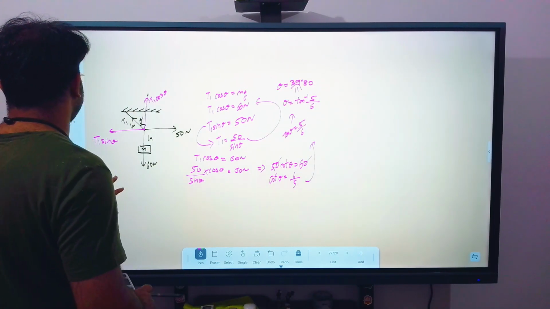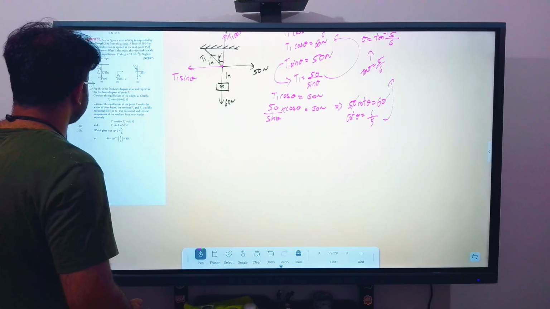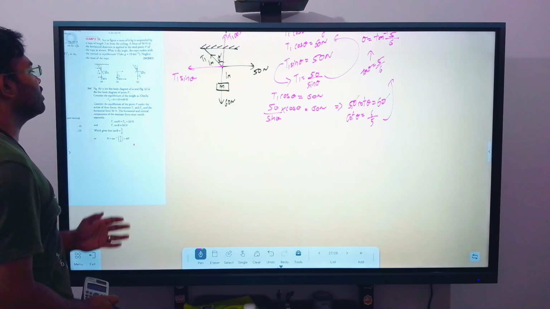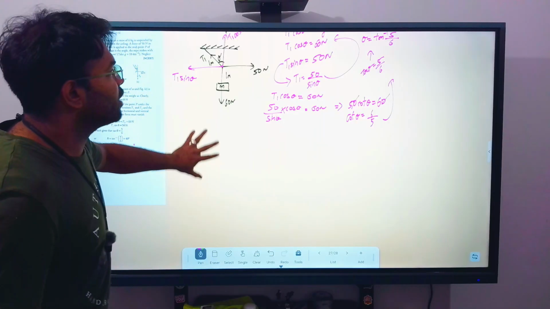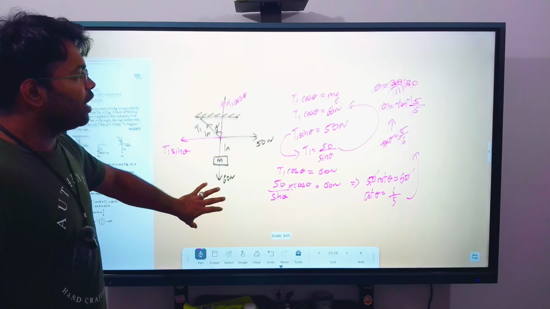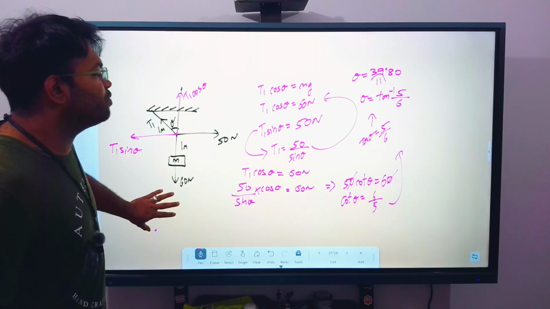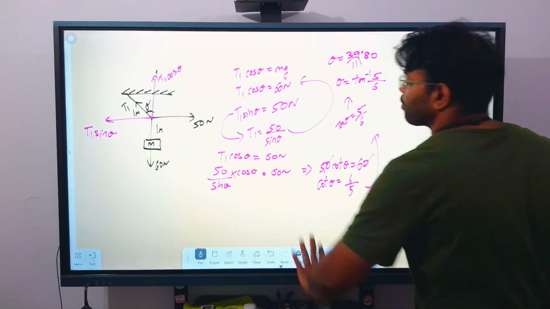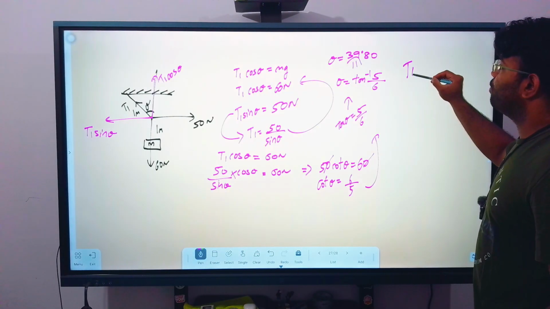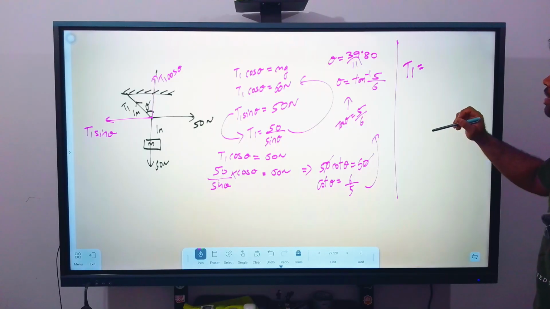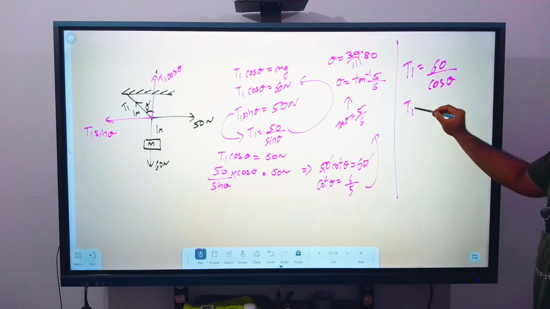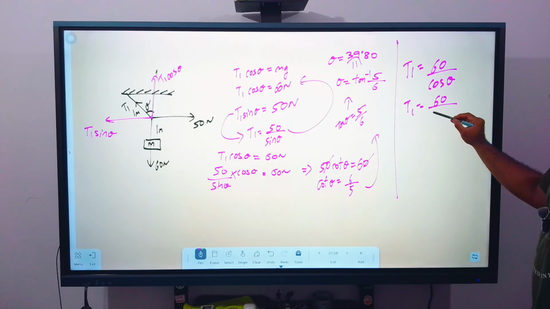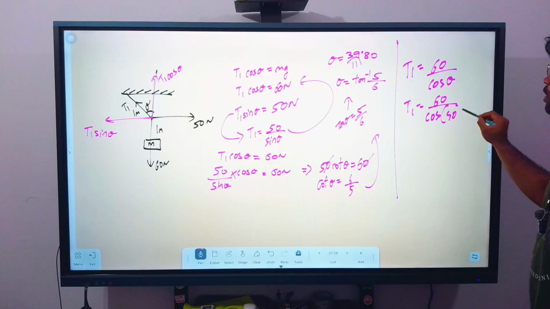Let me just see if it's correct or not. Yes, 39.80, they have considered it to be 40 degrees. So theta is coming out to be 40 degrees. Any doubts in this question? If you want to find the value of T1, T1 is equal to 60 upon cos theta. T1 is equal to 60 upon cos 40.